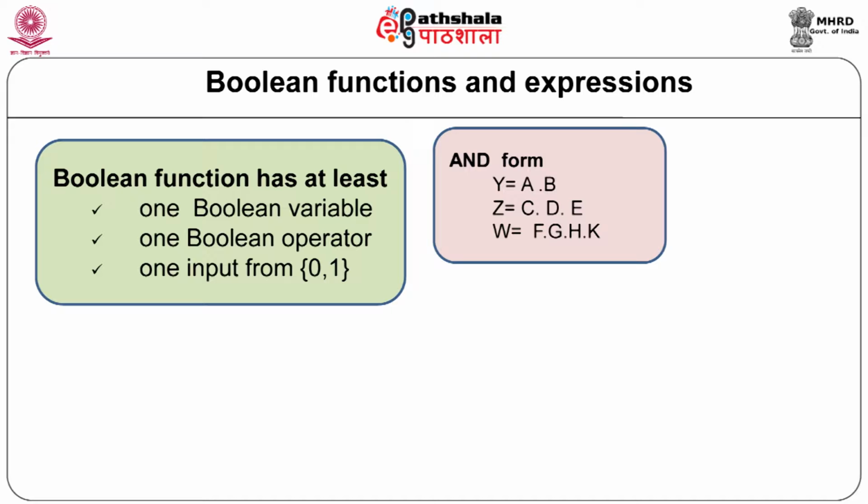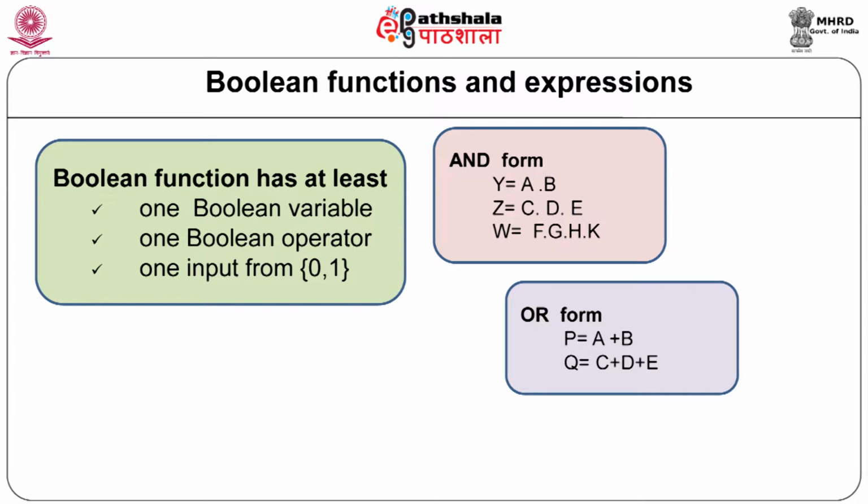Next equation could be Z is equal to C and D and E. Similarly, an expression for 4 variables, that is W is equal to F and G and H and K. These Boolean expressions are in AND form and contain only product terms, whereas P is equal to A or B, Q is equal to C or D or E indicate Boolean expressions in sum form.